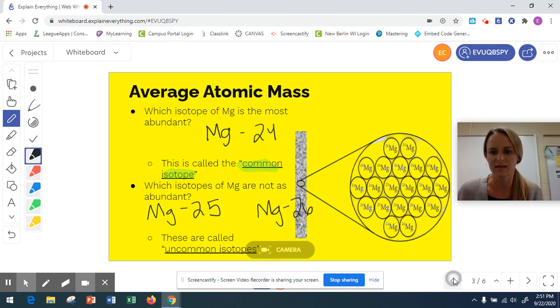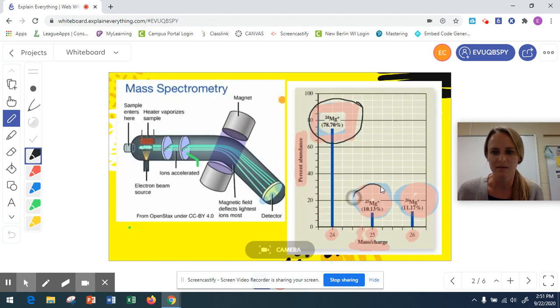And we can also see from the data on the last slide, same thing, the magnesium 25 has a 10% chance of hitting that detector if we took a sample of magnesium from the Earth, whereas magnesium 26 has an 11% chance.